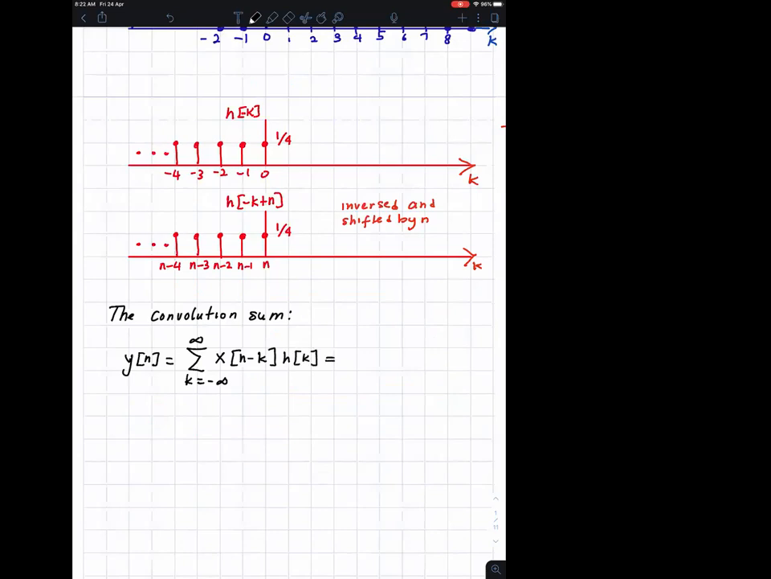It's also the same as x[k] h[n minus k]. In our example, we are using this one. Both will give the same result.